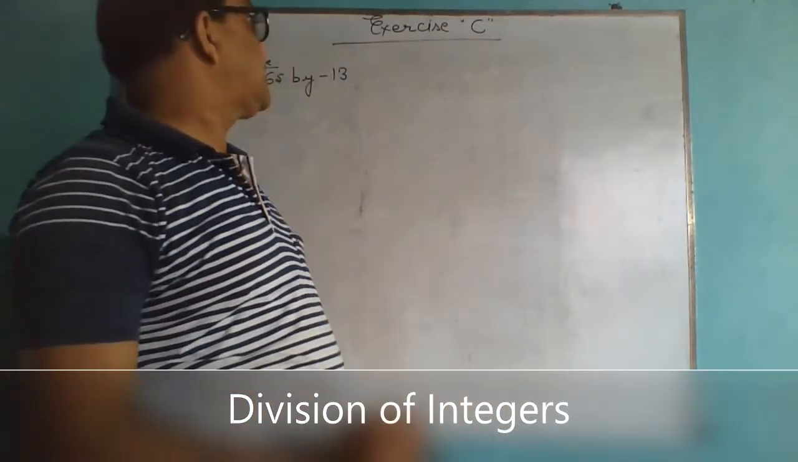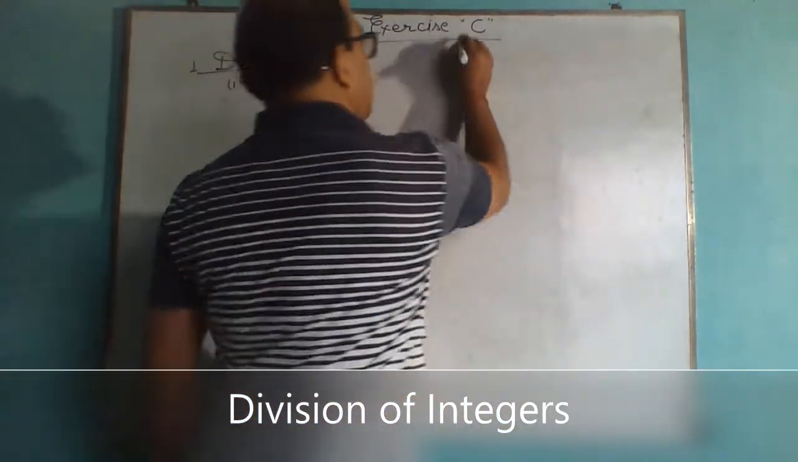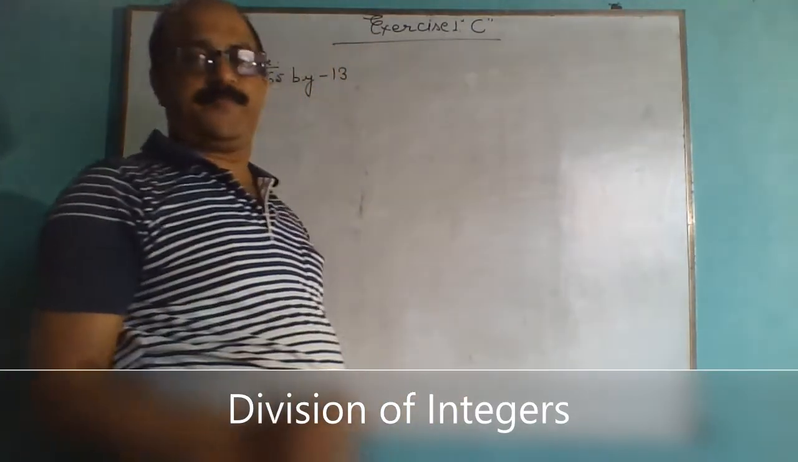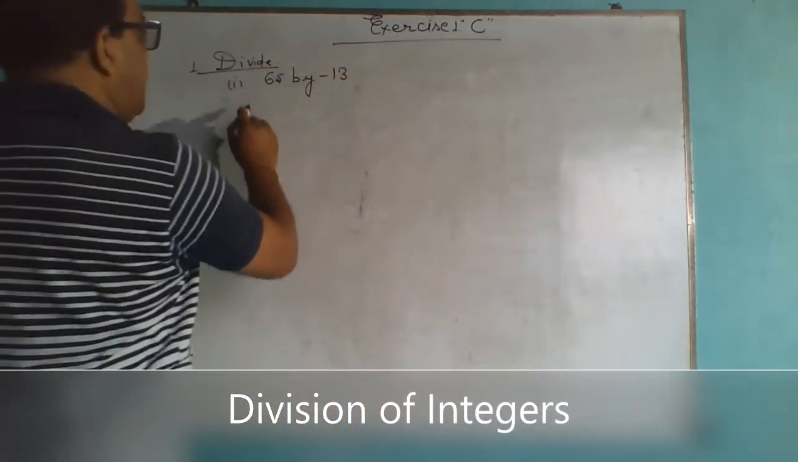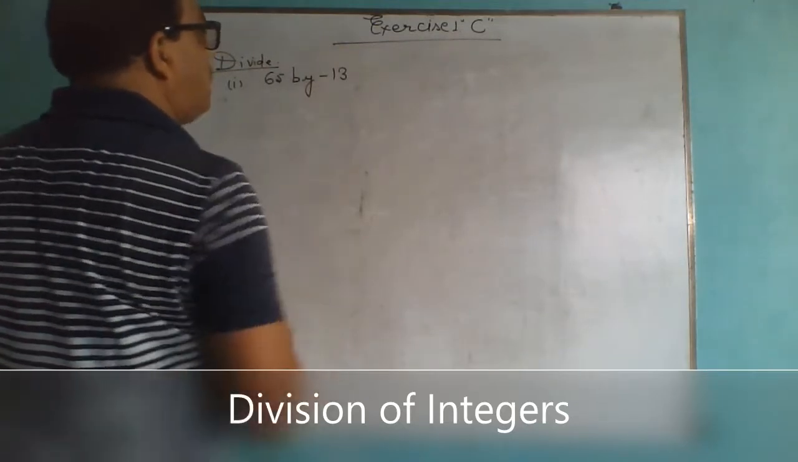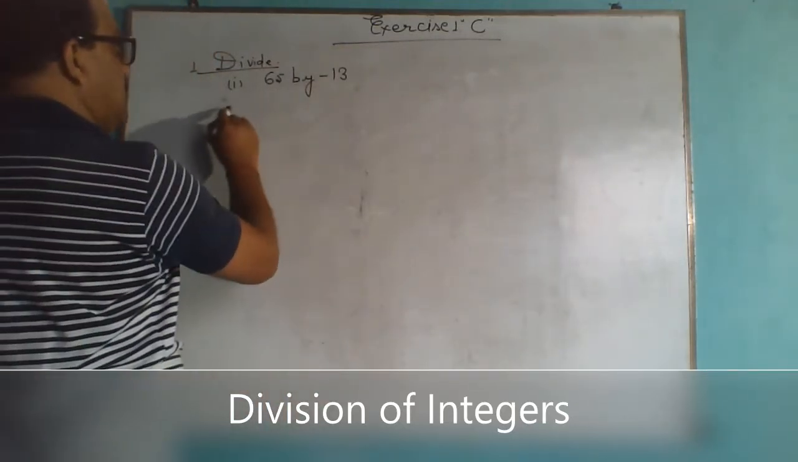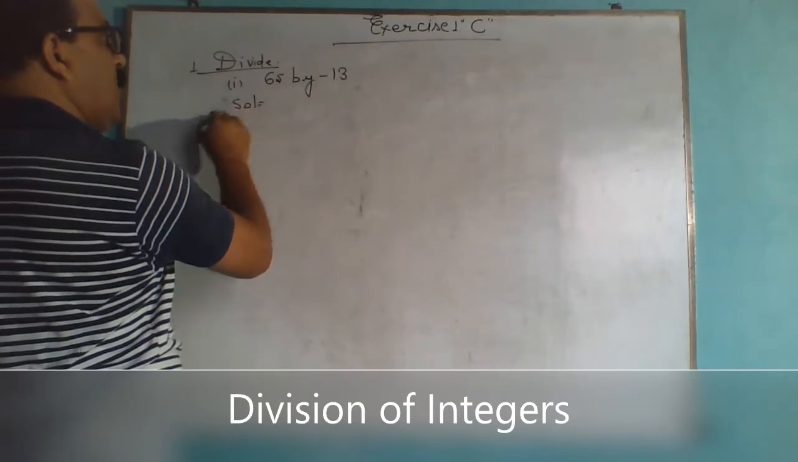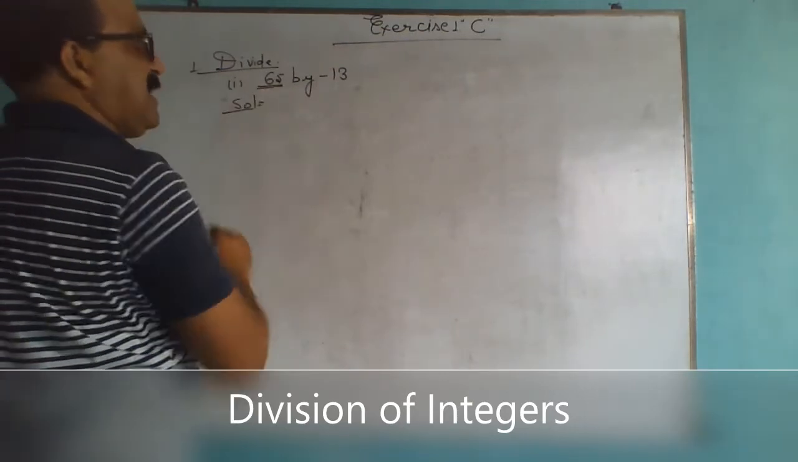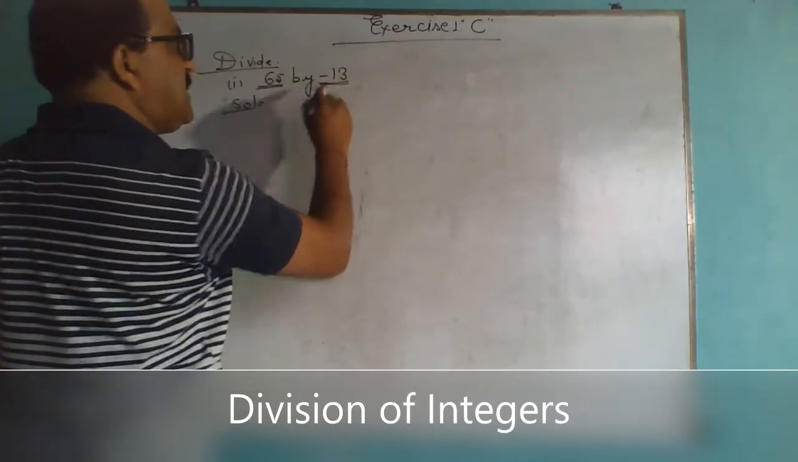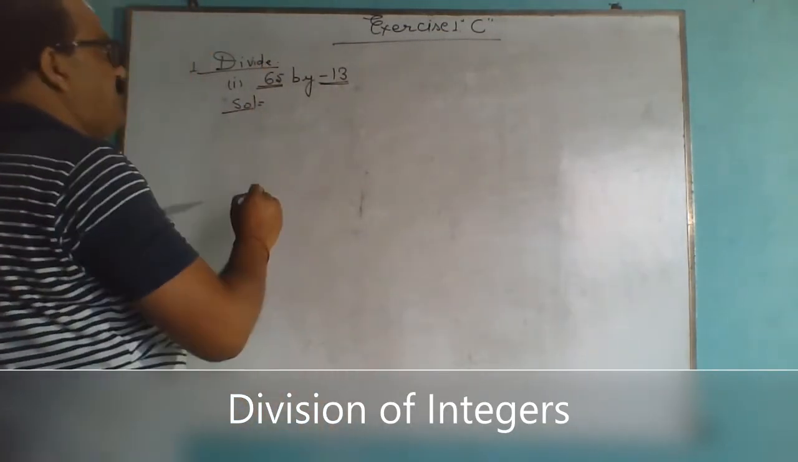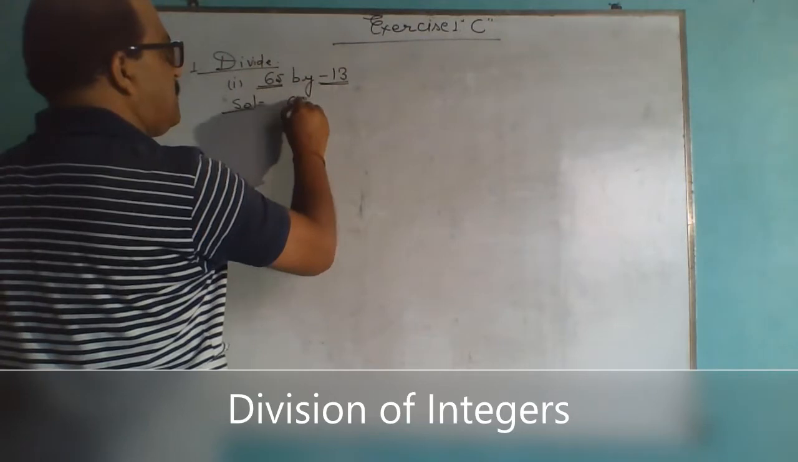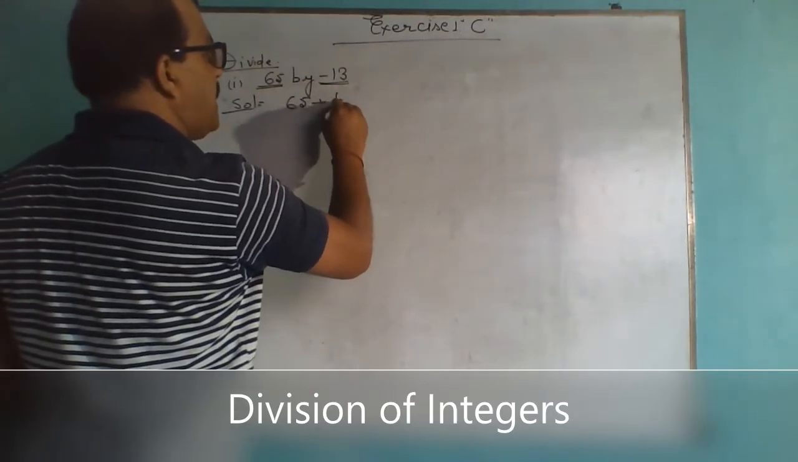Start our exercise 1C. Here, the first question is, divide 65 by minus 13. See the question. 65 is a positive integer and minus 13 is a negative integer. So rule number 1 will be followed here. 65 is divided by minus 13.